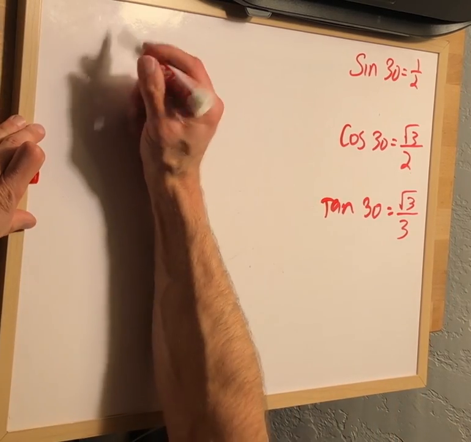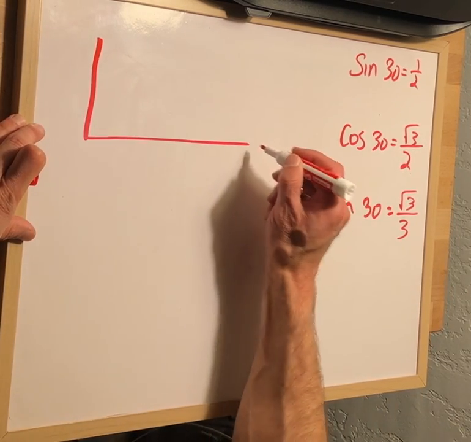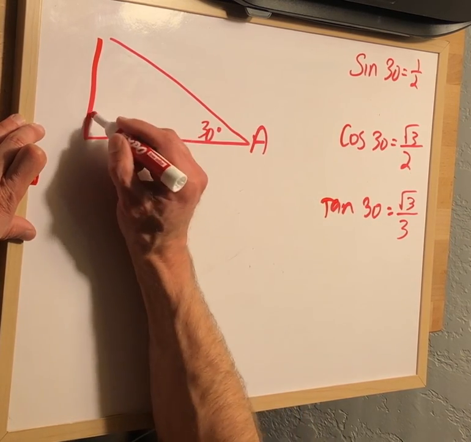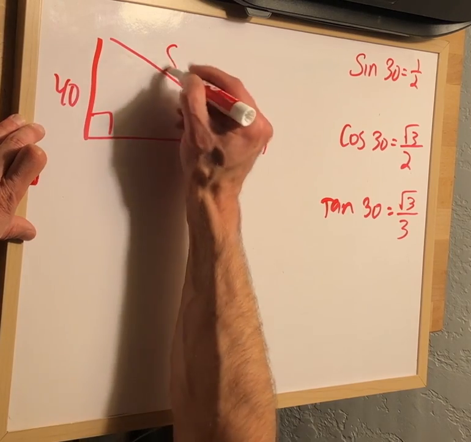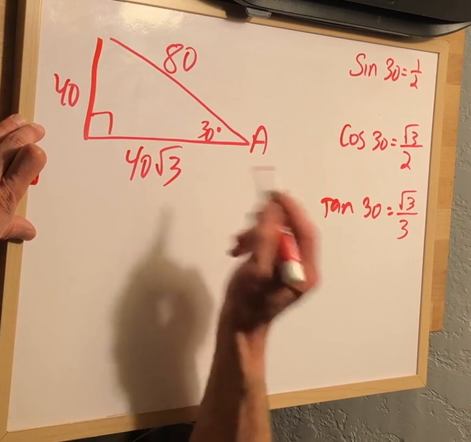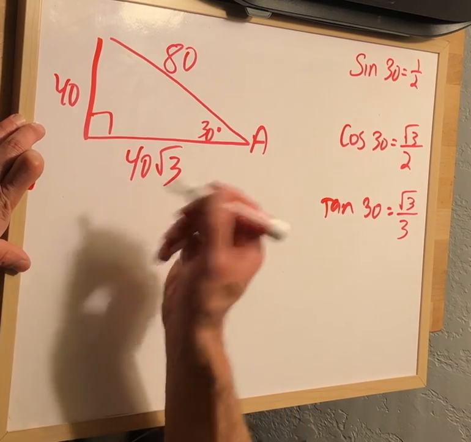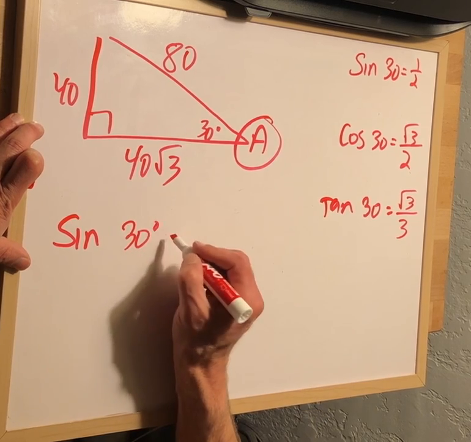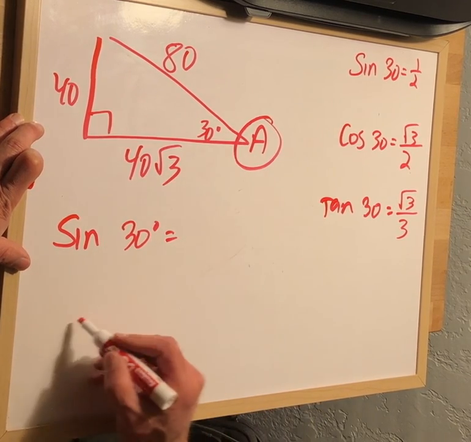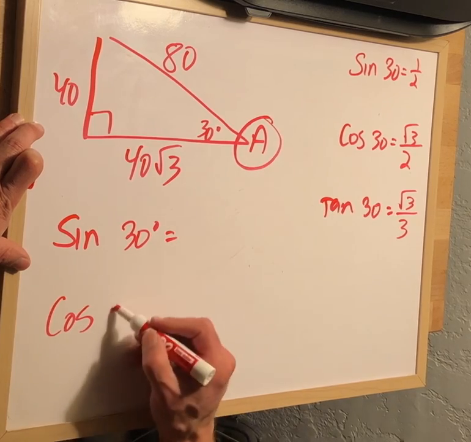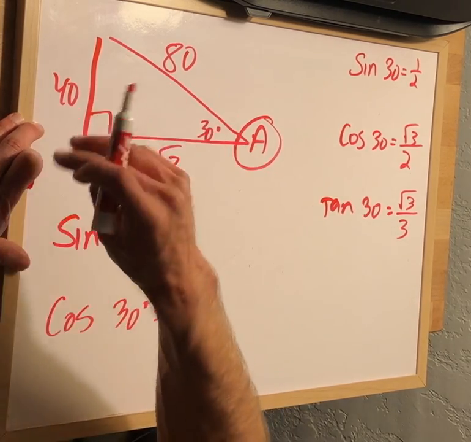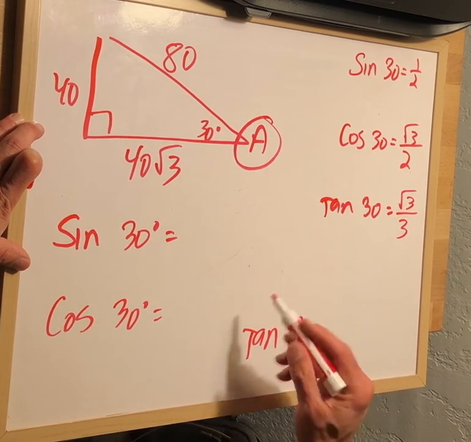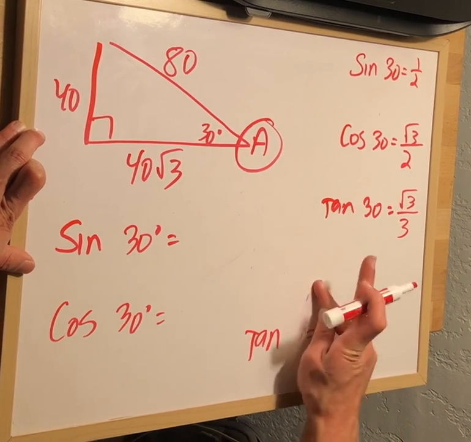Let me show you. Let's look at the next example that I give you in red. Here's angle A, and once again, we're going to call this 30 degrees. It's not in the notes, but it's 30 degrees. This is 40, this is 80, and this is 40 root 3. In the notes I ask, what is sine of angle A? Angle A is 30 degrees. So what's sine of 30 degrees from this triangle? What is cosine of angle A, which is 30 degrees? In this triangle, even though it's totally different from the previous example, what is tangent of angle A, what is tangent of 30 degrees in this triangle?